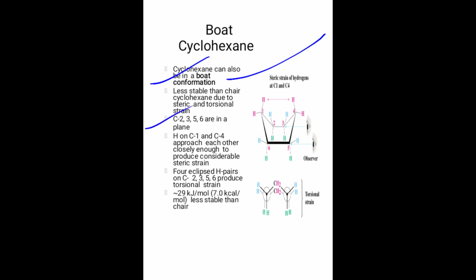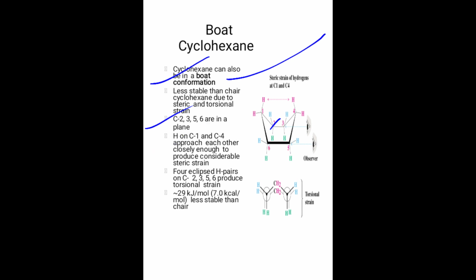So carbon C2, 3, 5, 6 are in plane. So 2, 3, 5 and 6. These 4 carbons are present in the plane. Then the hydrogens which are present on the first carbon atom and the fourth carbon atom approach each other closely enough to produce the steric strain. So why is this boat form unstable or less stable? It is due to the fact that the hydrogen which is present on the first carbon and fourth carbon.